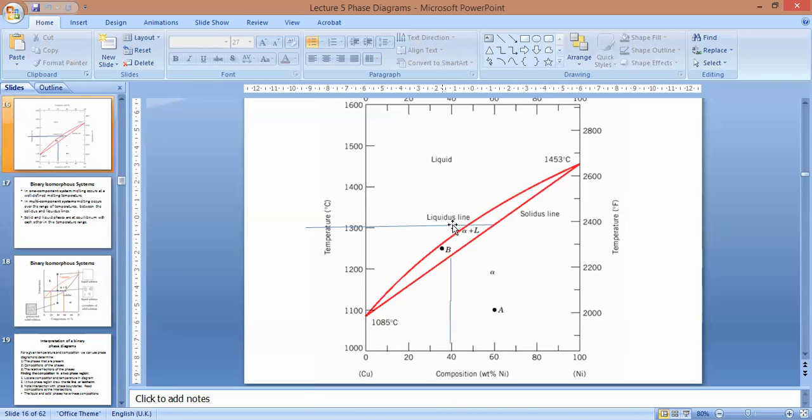So what else is new here? Oh, we have the intermediates here with the alpha plus beta. And we have the alpha and the beta. So let's come to point A.